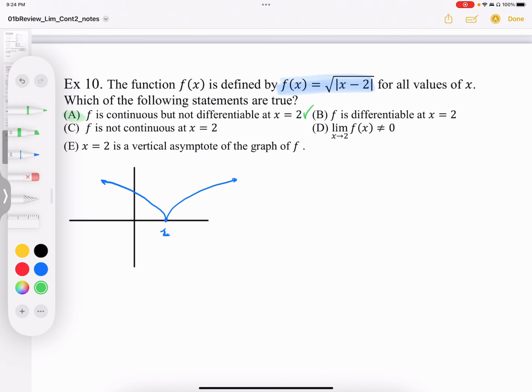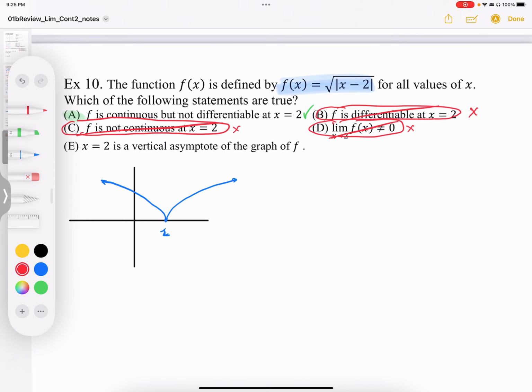For B, f is differentiable at x equals 2. Well, that would not be correct because there is this kink. So that is a big X for that one. C says f is not continuous at 2. Again, that's not true because we know that there is a vertex, there's a point at 2. So although it's not differentiable, it is continuous at that point. D says the limit of f of x as x goes to 2 is not equal to 0. Well, in fact, it is equal to 0 because it's right on the x-axis. So again, this is not true.